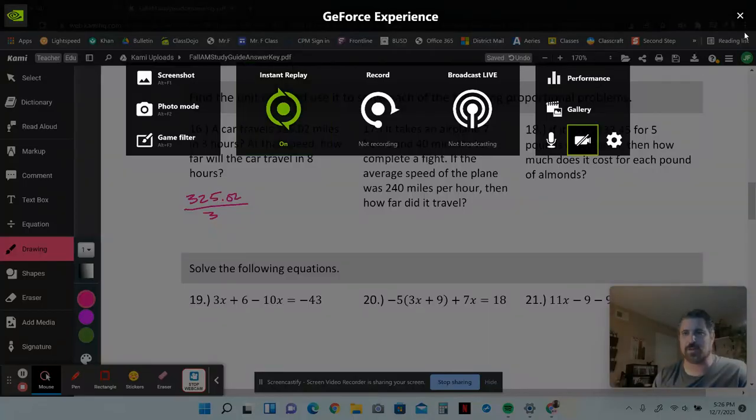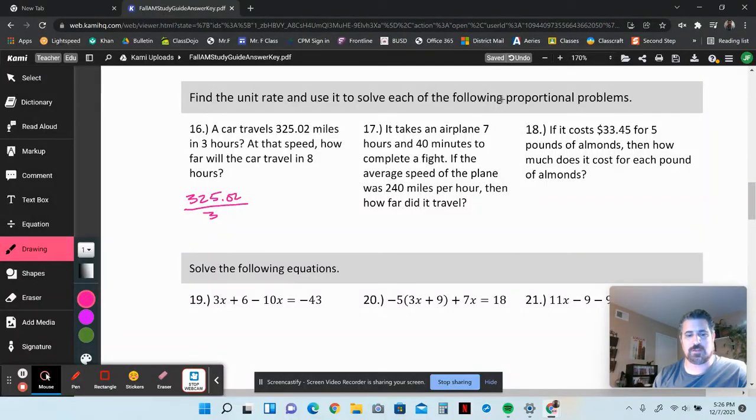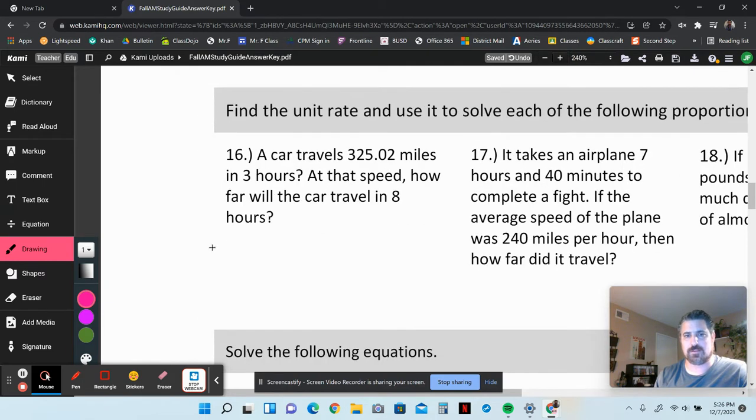I'm going to write this a little bit smaller. It's looking pretty big there. Let me make that a little smaller. Zoom in, see if I can make it a little easier for me to write.